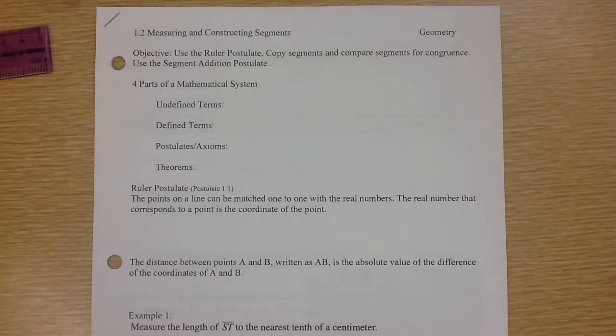Section 1-2, measuring and constructing segments. Our objective for this lesson is to use the ruler postulate, copy segments and compare segments for congruence, and use the segment addition postulate. First thing, we need to talk about the 4 parts of a mathematical system.